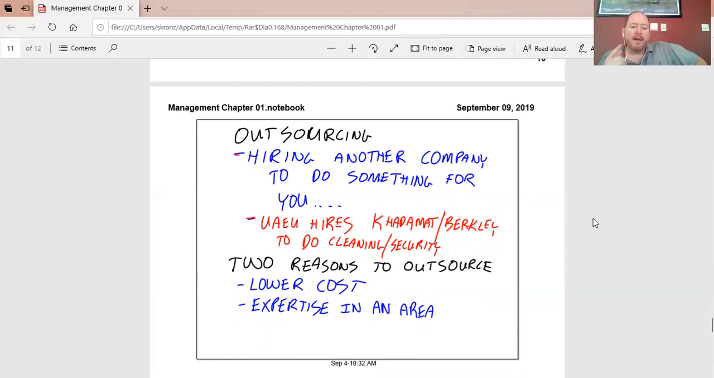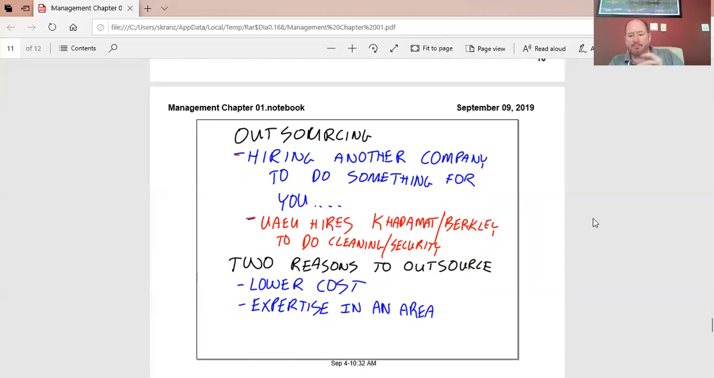Outsourcing means to hire another company to do something for you. So when UAU hires Hadamat to do the cleaning and security, I don't know if Hadamat does security, but it doesn't matter. UAU hires outside companies to do many of the functions that are normally covered by that organization. So this is an example of outsourcing.